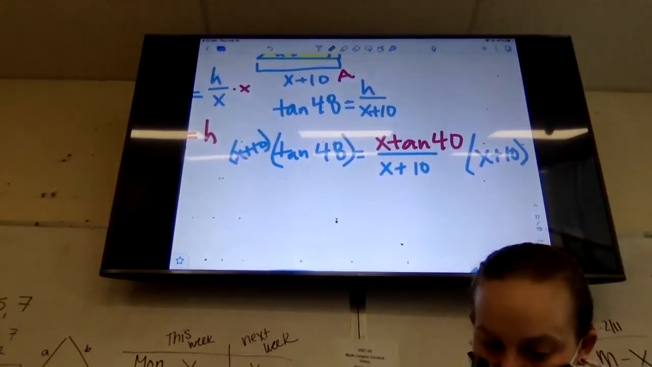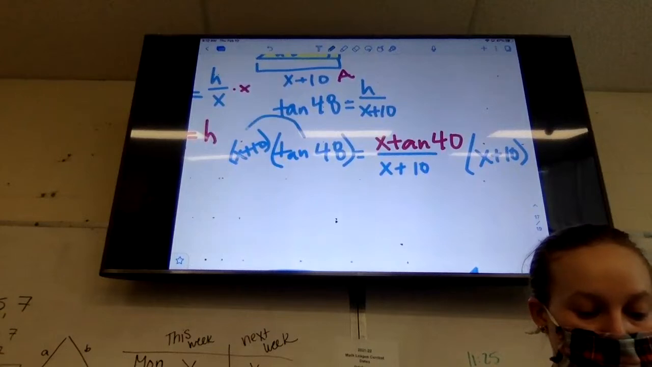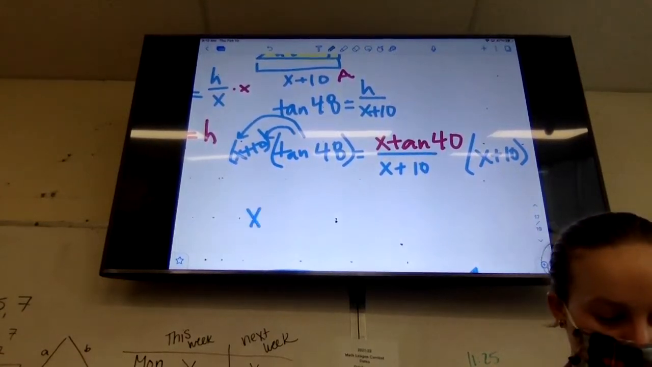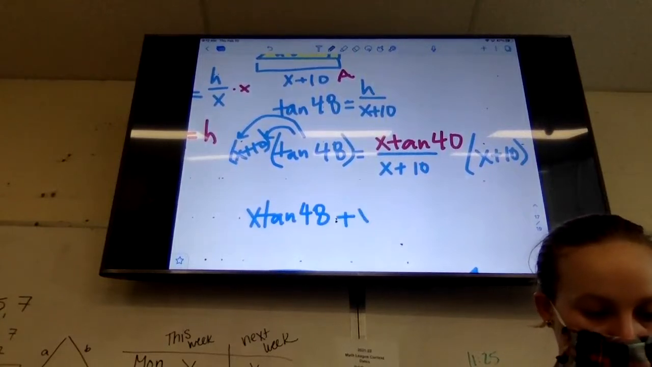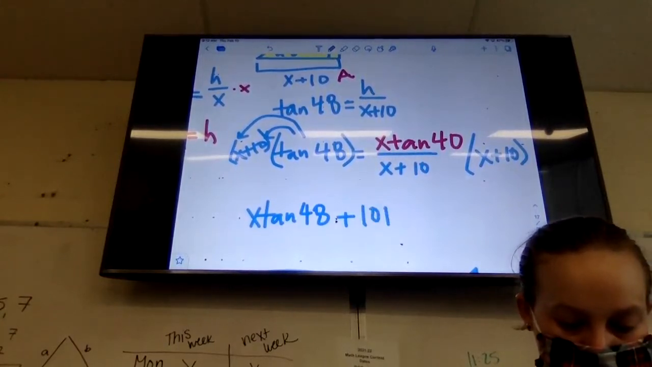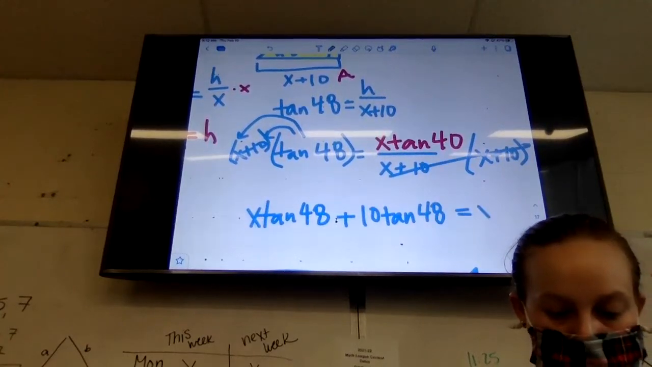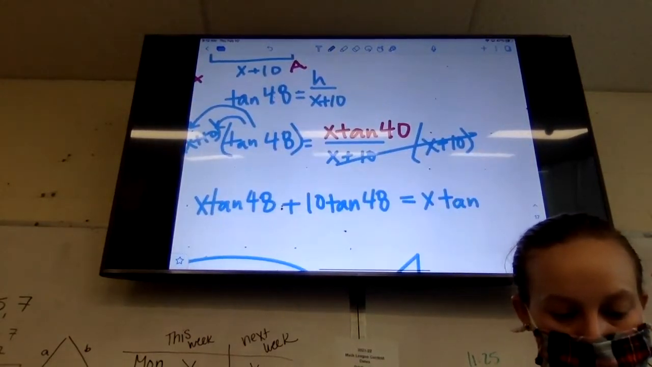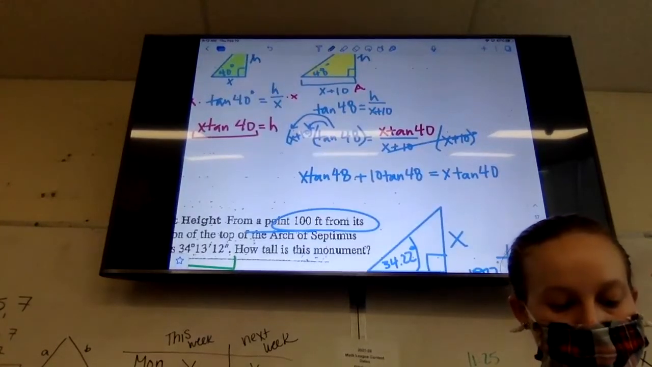And I am going to distribute on the left side. So I am going to do tan 48 times x and 10 times tan 48. So I've got x tan 48 plus 10 tan 48. Distributing. And on the right side, I got rid of my denominator, so I just have x times tan 40.